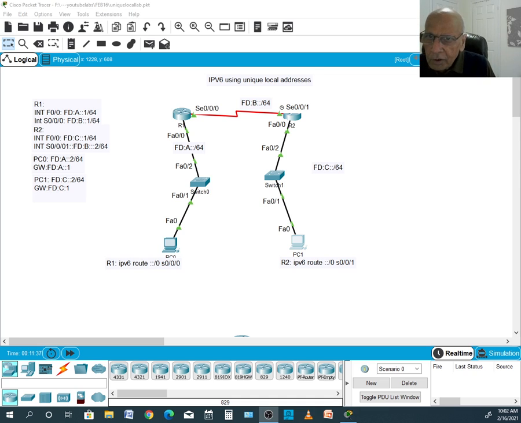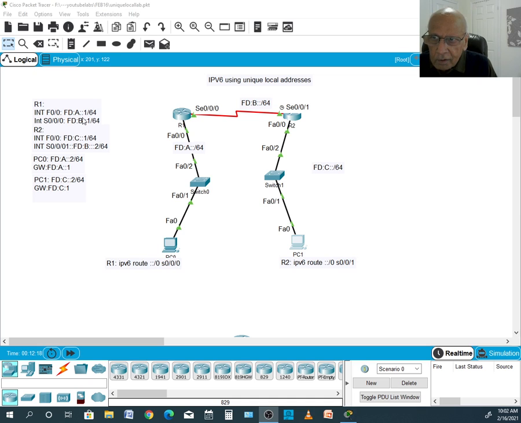If you look into the sheet which I'm showing you here, IPv6 using unique local addresses, there are router 1 and router 2. Router 1 has 2 interfaces, router 2 has 2 interfaces. On router 1, the interface fast Ethernet 0/0, I'm giving a network ID FD:A, because FD is for everyone that is unique local. So I say my network ID is A. You can call it anything, FD:1, 2, 3, 4, 5, and so on. You don't have to worry about this one. I just made it simple, A.